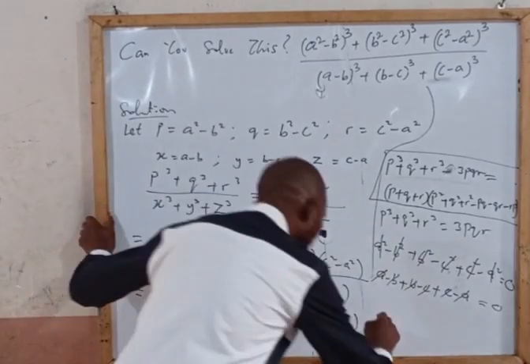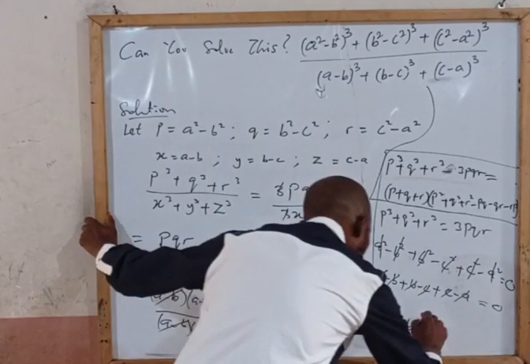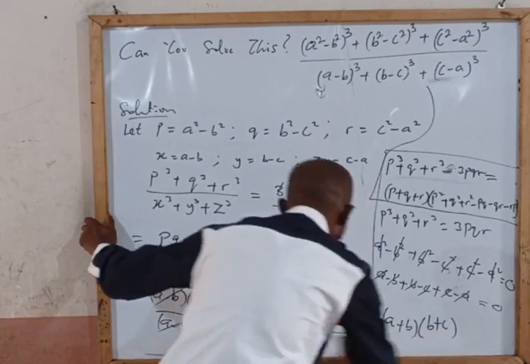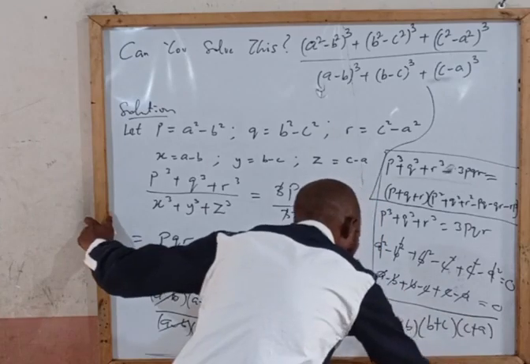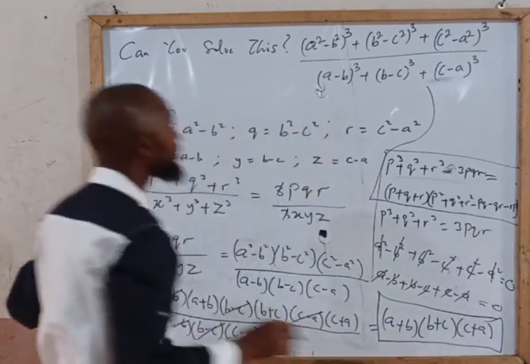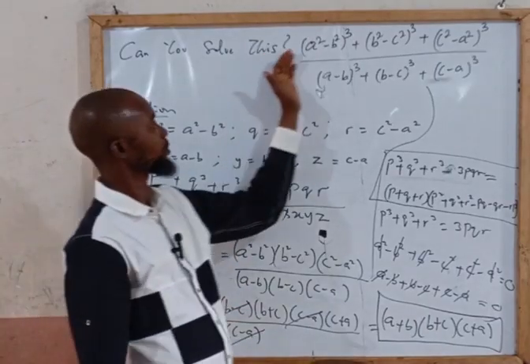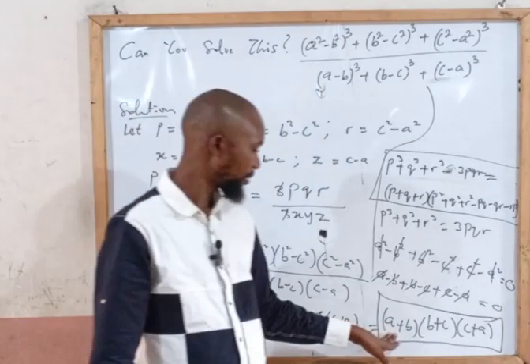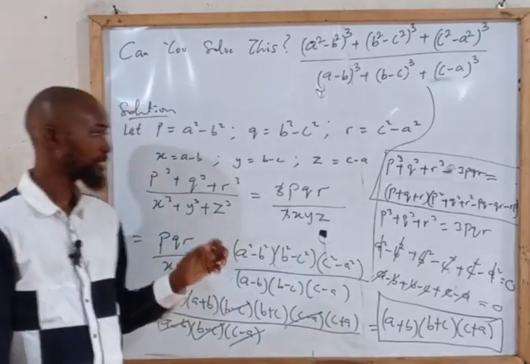So our answer is simply A plus B, B plus C, and C plus A. So which simply means that the solution to the expression which we have above is A plus B, B plus C, and C plus A. So that is it for the simple expression which we have.